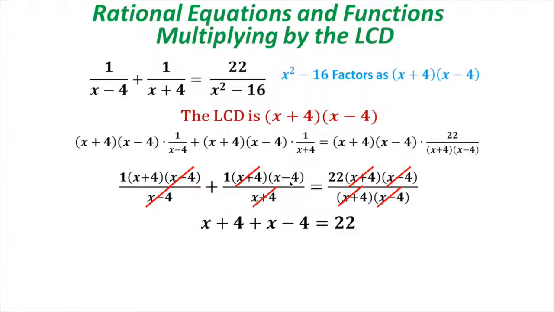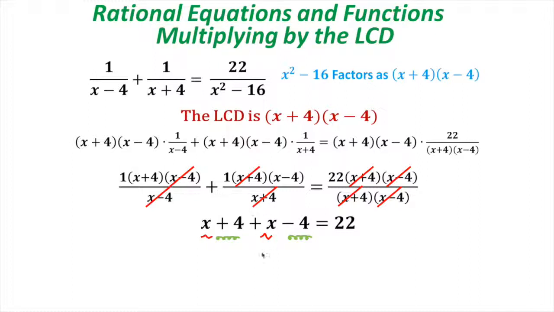I've got a 1 times x minus 4, which is just x minus 4, equals 22. Now I'm going to solve this one. All right, I've got common factors here, common pieces that I can combine. I've got x's. My x's can be combined. I've got 1x there and 1x there, and my 4's can be combined.